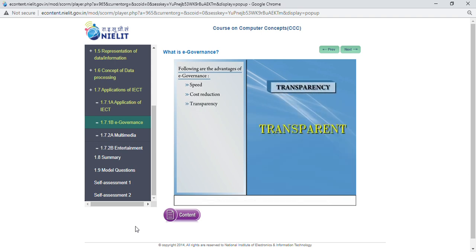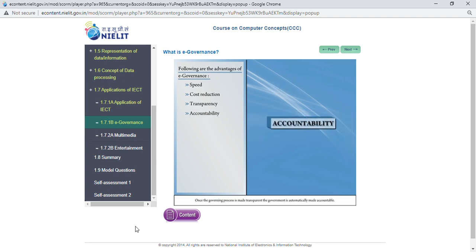Transparency. Use of ICT makes the governing process transparent. All the information of the government would be made available on the internet. Accountability. Once the governing process is made transparent, the government is automatically made accountable. Accountability is answerability of the government to the people. An accountable government is a responsible government.